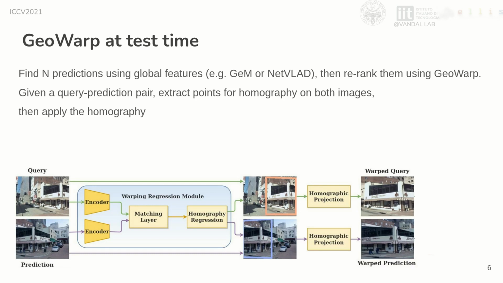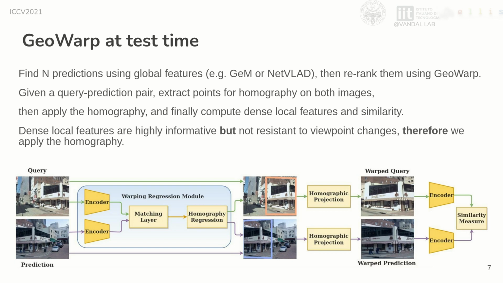In order to do this, given any query prediction pair, we pass them through a warping regression module, which estimates 4 points in each image. These points are used to apply a homographic projection whose aim is to maximize the similarity between the two warped images, as you can see here on the bottom right.